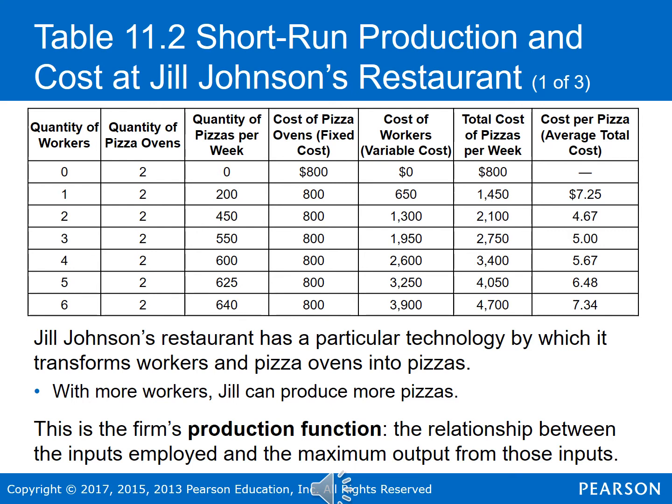As you can see, in the third column, the quantity of pizzas per week increases as Jill hires more workers. But the cost of the pizza ovens is going to stay the same. Meanwhile, the cost of the workers, because these are variable costs, will increase as she hires more workers. From there, we can find the total cost of pizzas per week and the cost per pizza, so the average total cost. And we'll explore these more in the next slide.